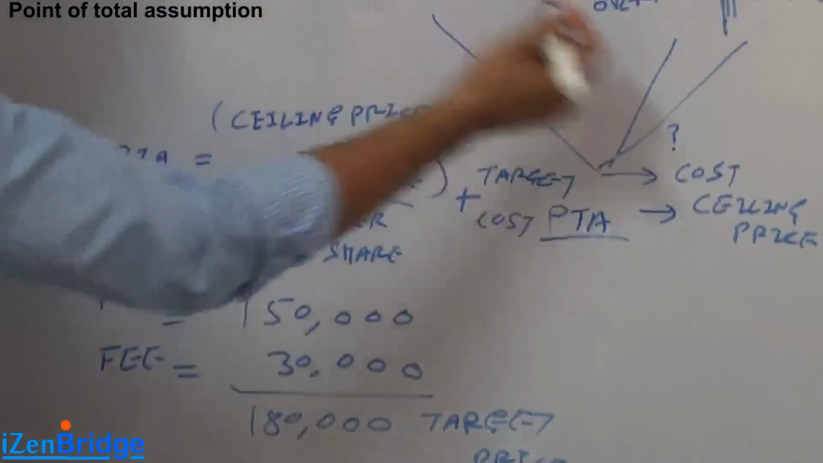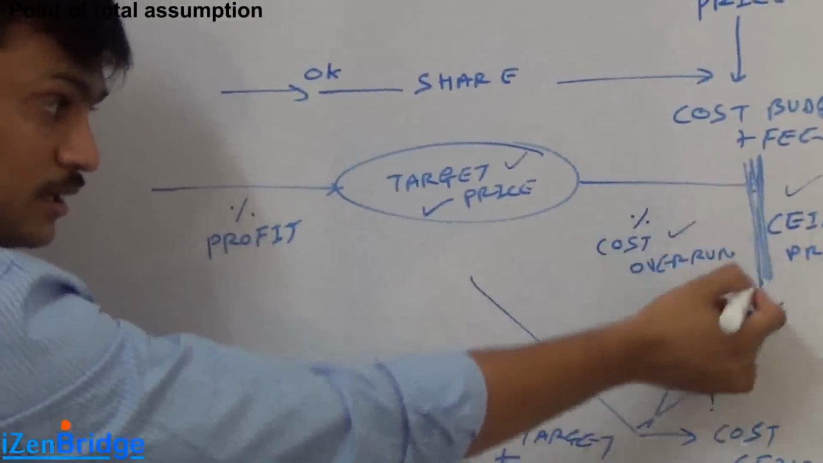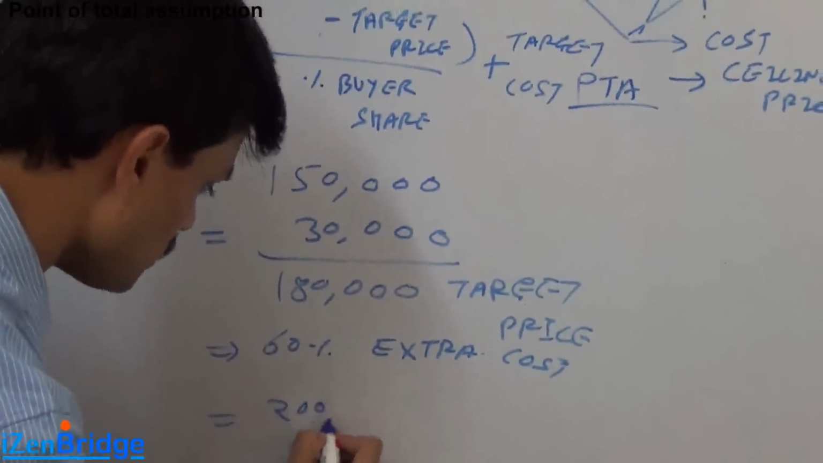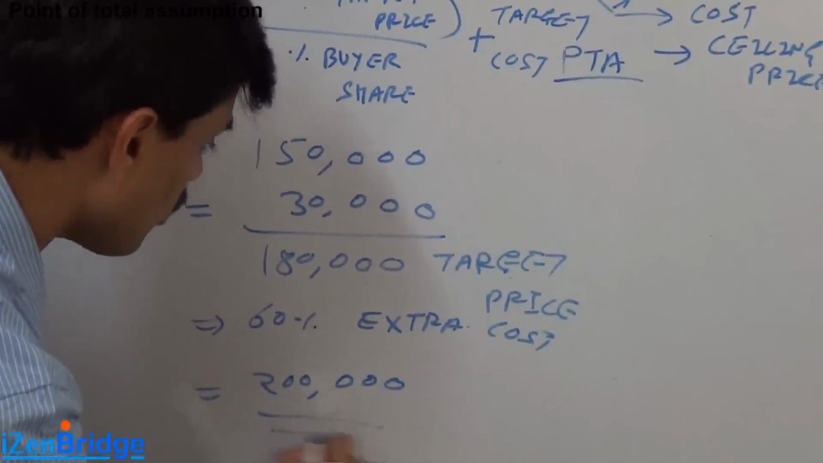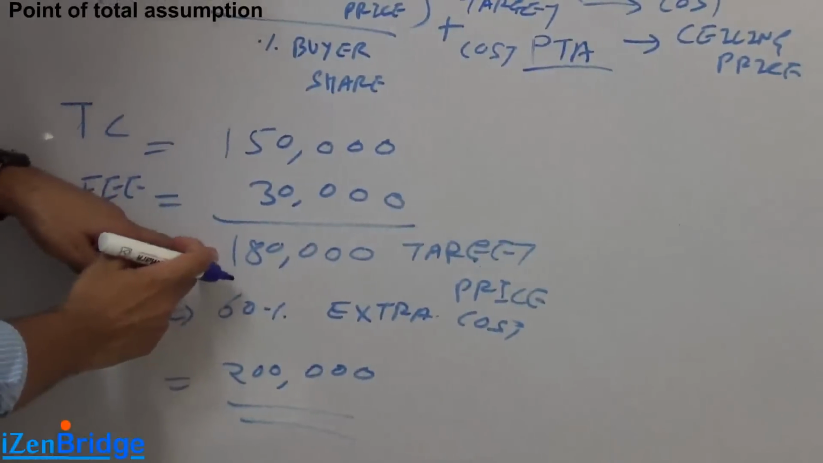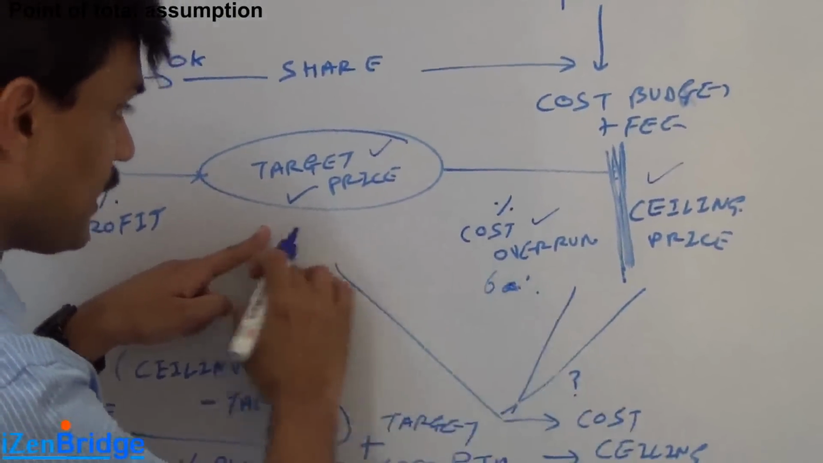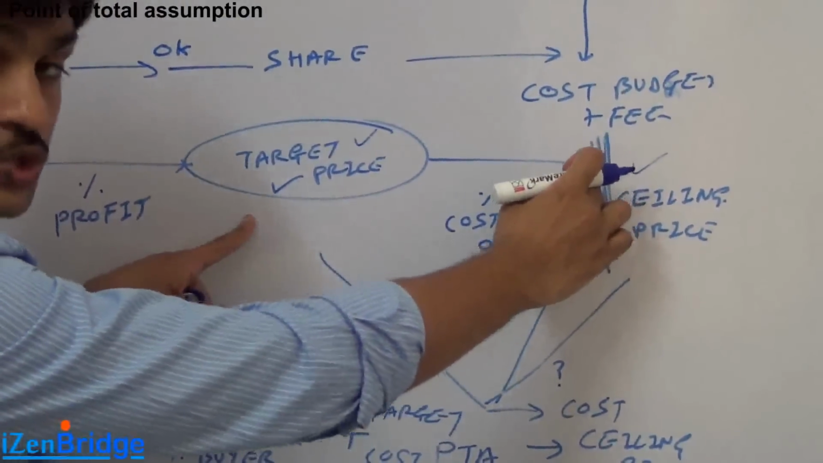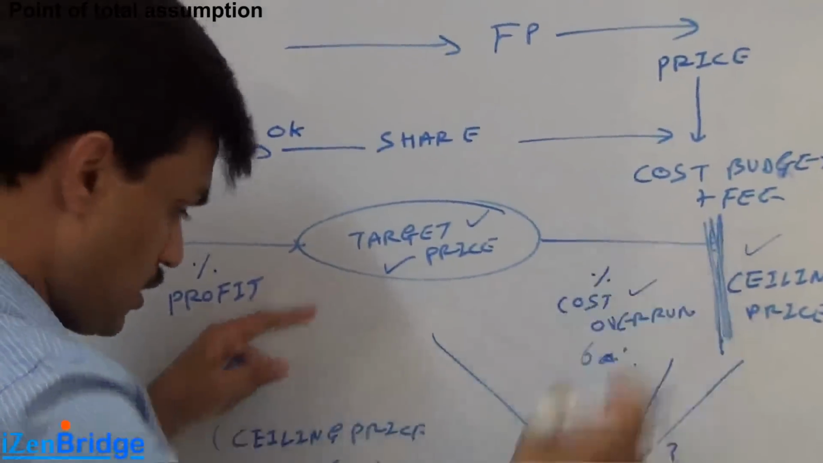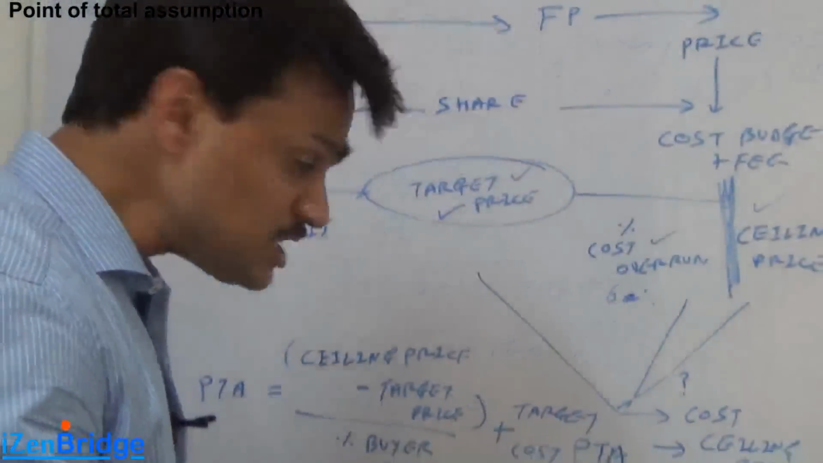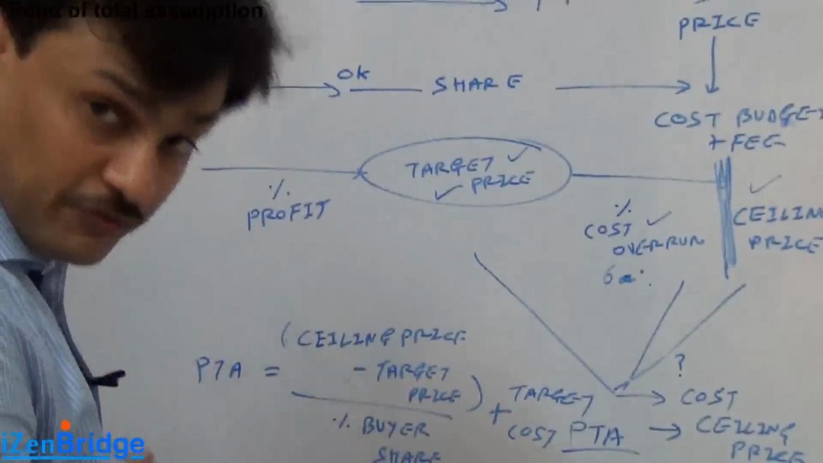Now the buyer also wants to put a ceiling on it. He puts a ceiling of 200,000. So I am thinking that you will do it in 180,000. I will pay some cost overrun, 60% of the cost overrun, till the time my total payout reaches 200,000. So these are the numbers. Let's put these values in our PTA formula.